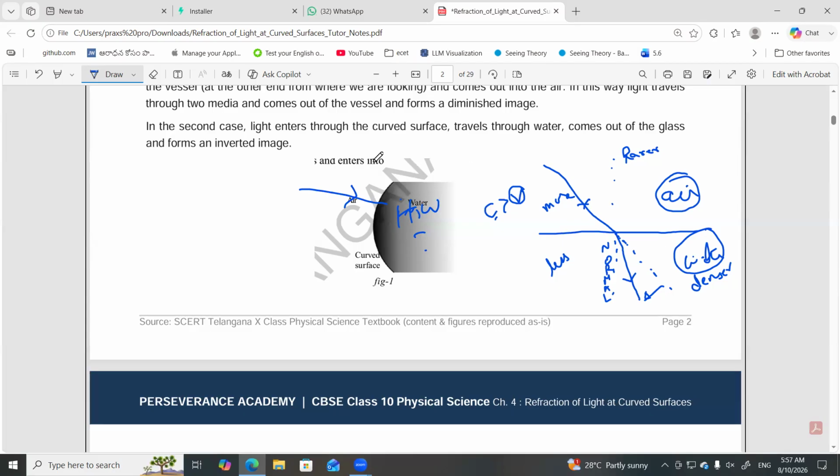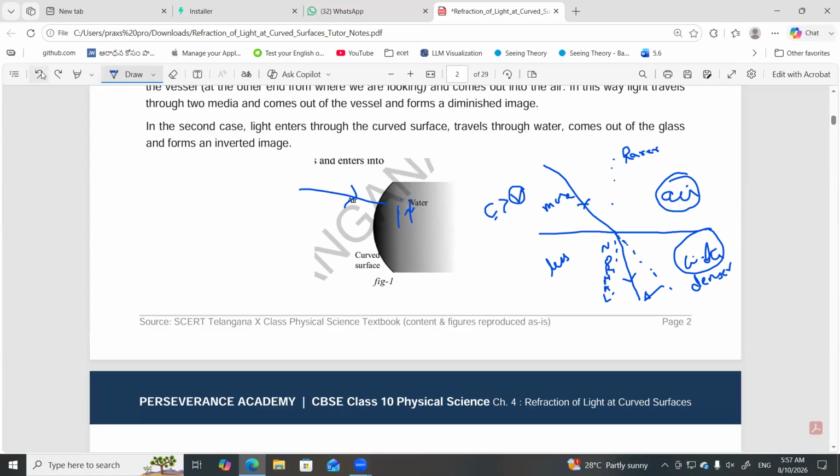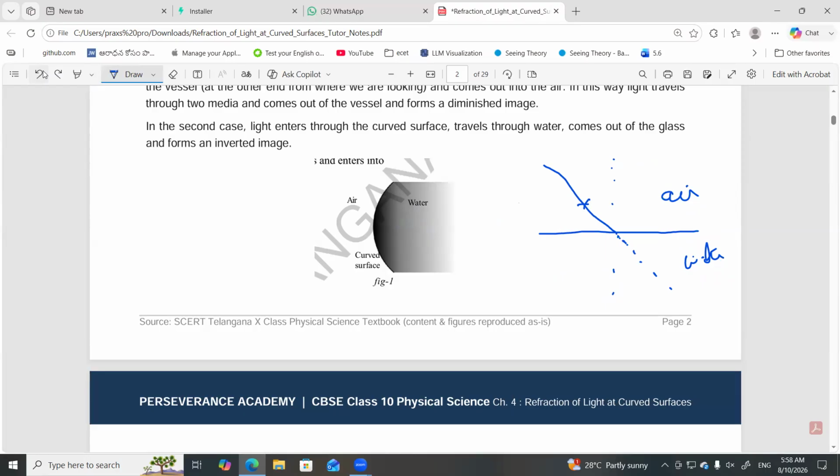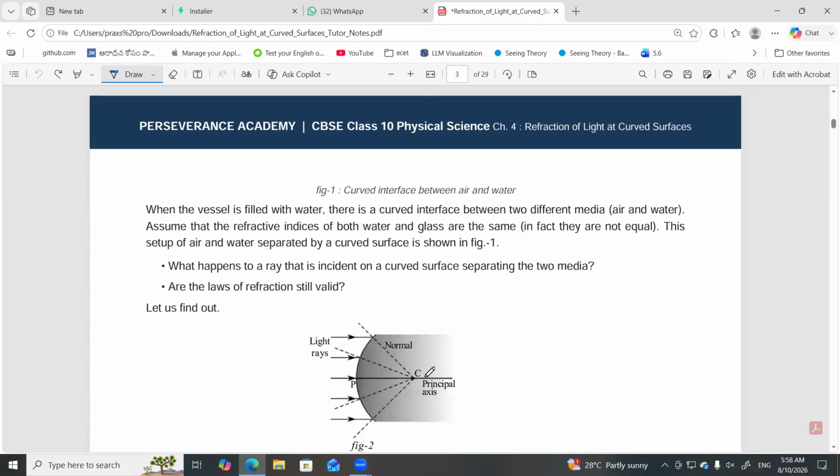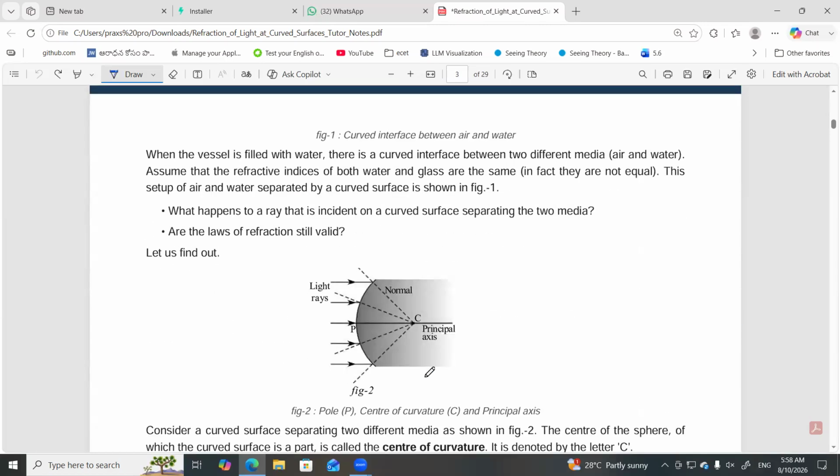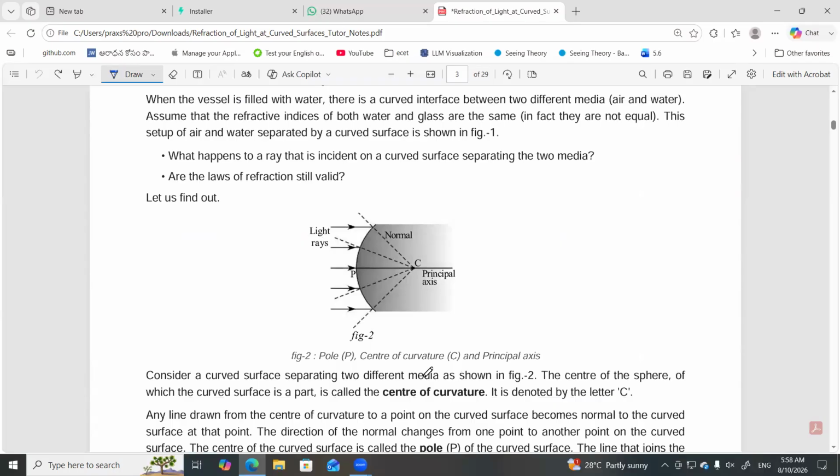So, whatever the refraction, one point we learn: when light ray enters from rarer medium to denser medium, it bends towards the normal. And when light ray enters from denser to rarer, opposite, it bends away from the normal. Normal line is very, very, very important. Why? Because we calculate the angle of incidence and angle of refraction based on the normal line. Now, how to draw the normal line from a point?